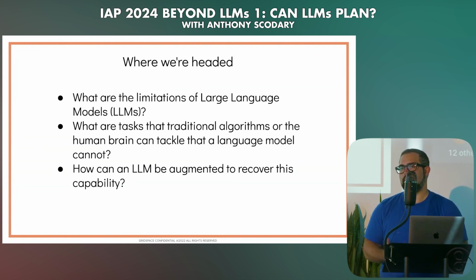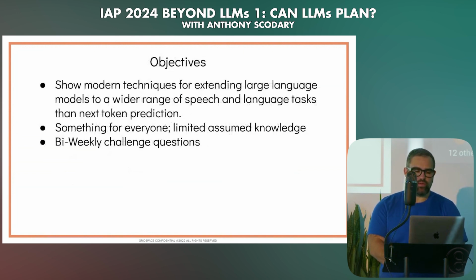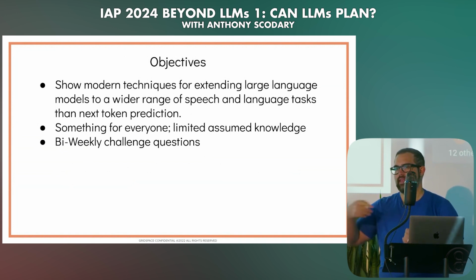Obviously they're very powerful, but there are things that they're just not built well for. There are some things that a language model by itself might eventually be able to do, and then there are some things that seem implausible for a language model without some augmentation. So the objectives for this course: first, we want to show modern techniques for extending large language models to a wider range of speech and language tasks than just next token prediction and generation.